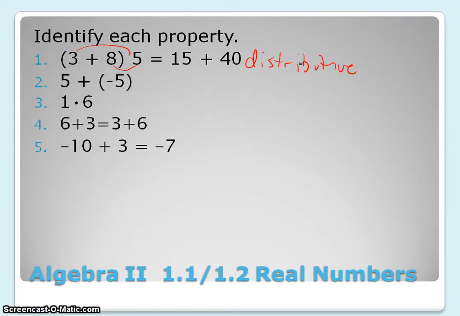Let's take a look at our next one. 5 plus negative 5. Now 5 plus negative 5 will get us to 0. Negative 5 is a version of 5, so that's going to be our inverse property of addition.